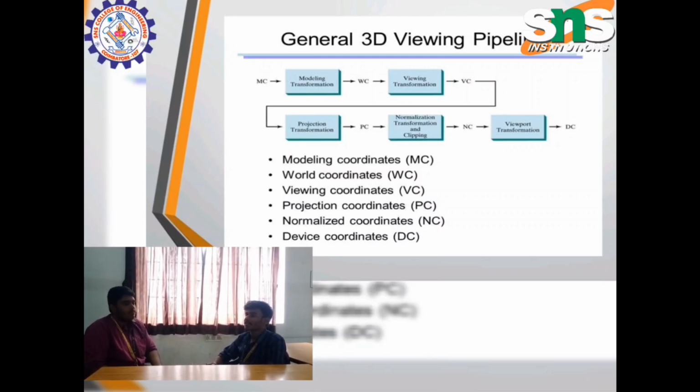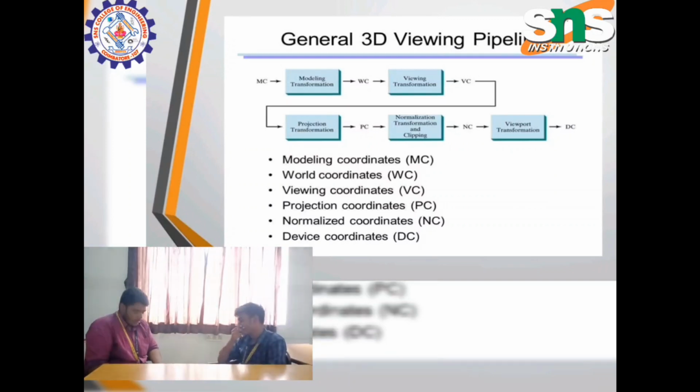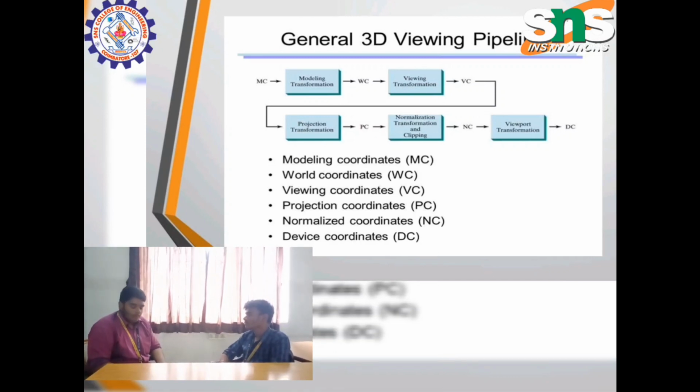In modeling, objects can be transformed to any form and shaped into the 3D format. It's a modeling transformation. And while we are seeing the 3D pipeline, it can be transformed to the 2D view. It's known as the viewing part. In a projection transformation, we apply the projection matrix to map the view volume to normalized coordinates.